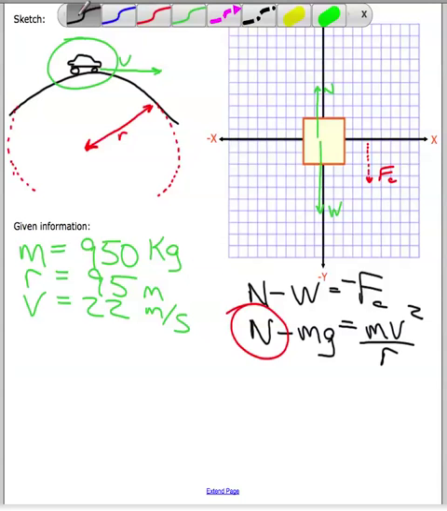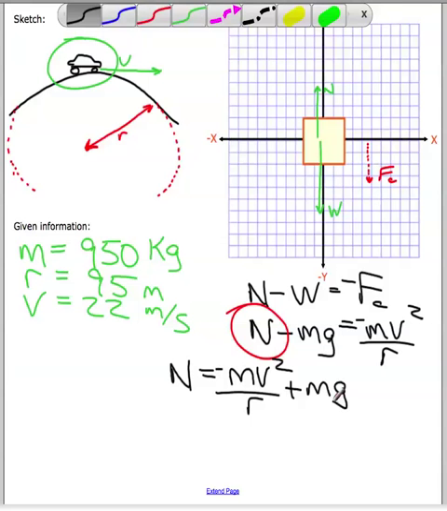In order to isolate that variable, we can add the mg term to both sides. So we're going to get N is equal to, sorry, that should have been negative. I forgot my negative sign there. Negative mv squared over r plus mg is equal to the normal force.